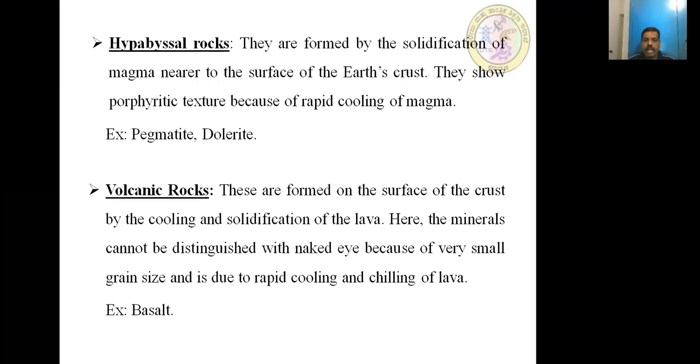Next one is volcanic rocks. These volcanic rocks are formed on the surface of the earth crust by the cooling and solidification of lava. Here the minerals cannot be distinguished with the naked eye because of very small grain size, which is due to the rapid cooling and chilling of the lava. For example, basalt.